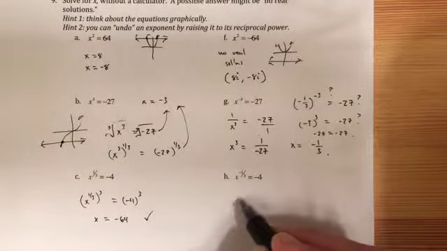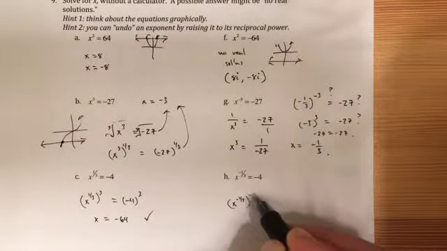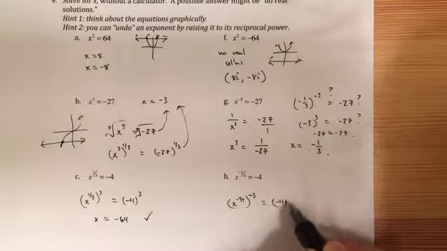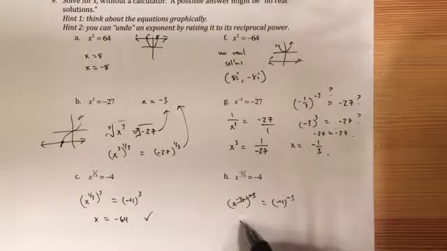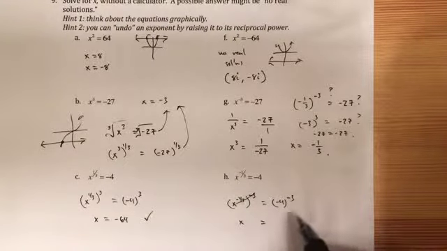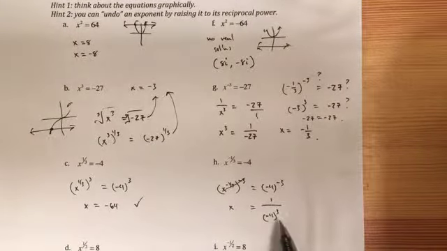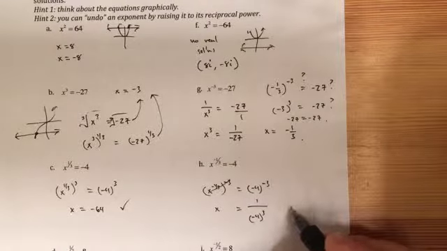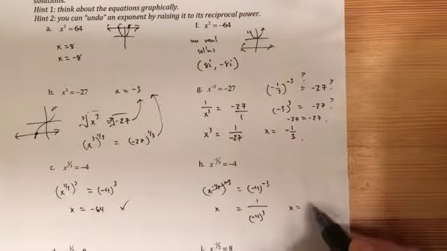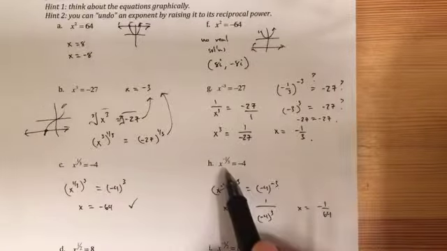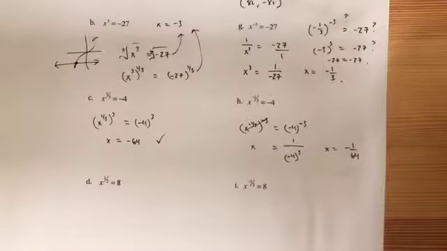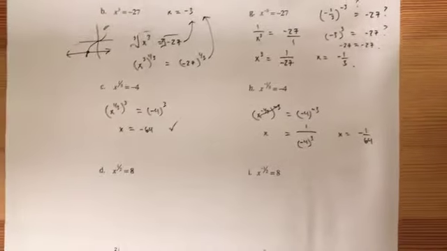X to the negative 1/3 equals negative 4. I could raise both sides to the negative 3. That will get rid of that. Just make it x equals negative 4 to the negative 3, which is 1 over negative 4 cubed, because a negative exponent means divide. And that should give me x equals negative 1/64. And because this is a cube root, an odd root, I should expect one solution, so that's good.